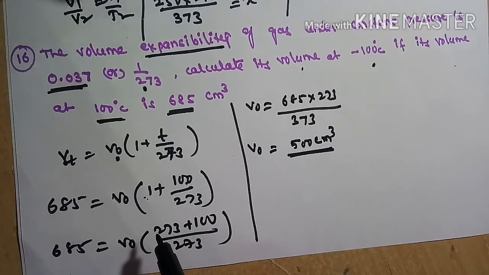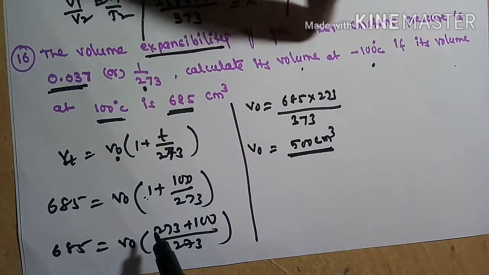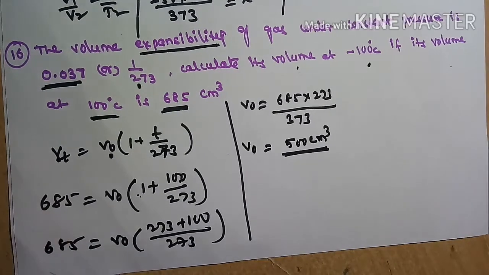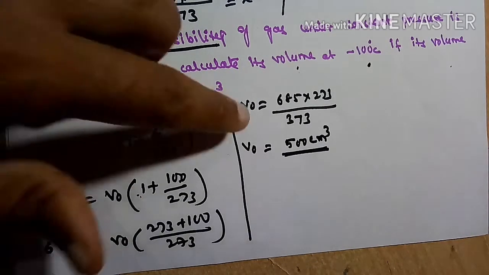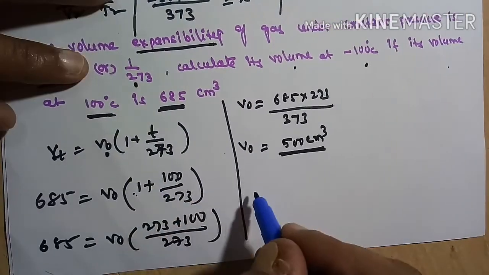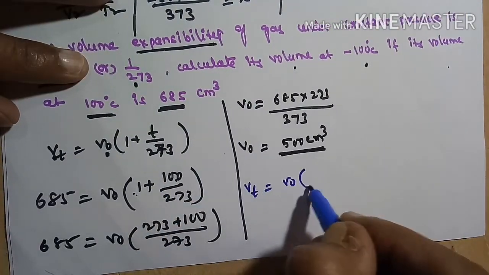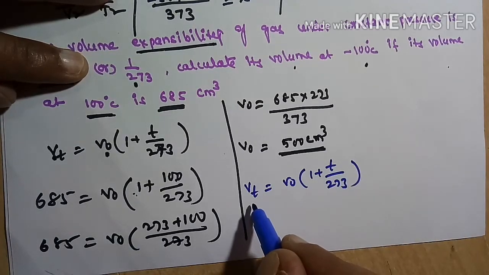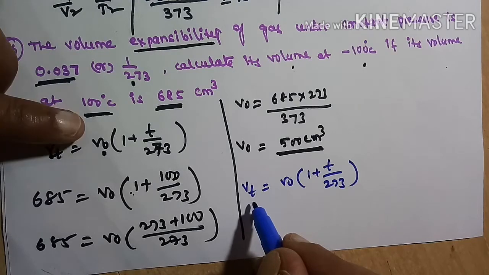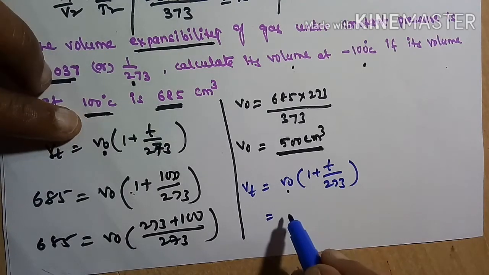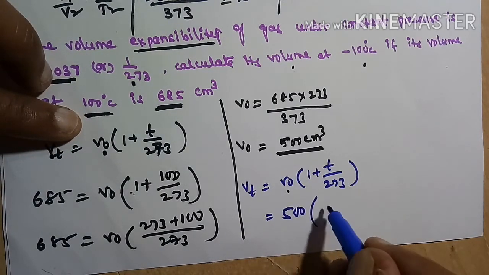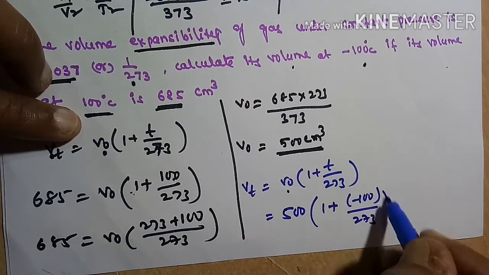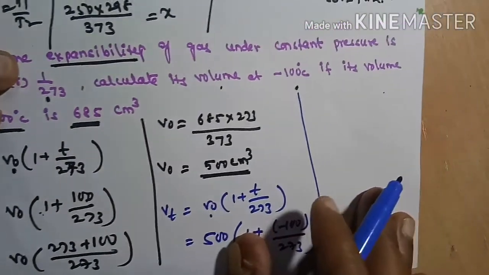Then what is asked? The volume at minus 100 degrees centigrade. Calculate its volume at minus 100 degrees centigrade. You got the V0 value, so by taking the same principle, Vt is equal to V0 into 1 plus T by 273. So V0 is 500 into 1 plus T, which is minus 100 degrees centigrade, divided by 273.